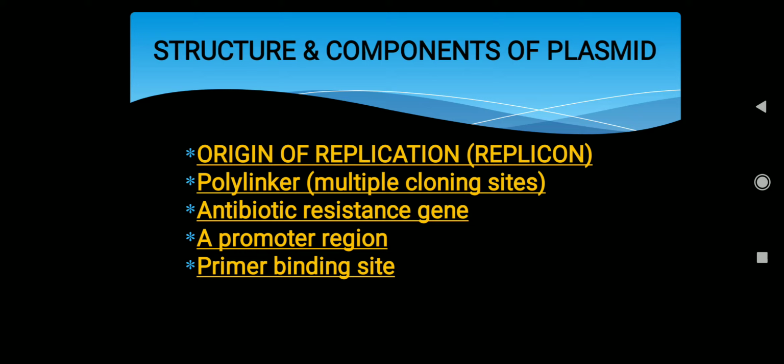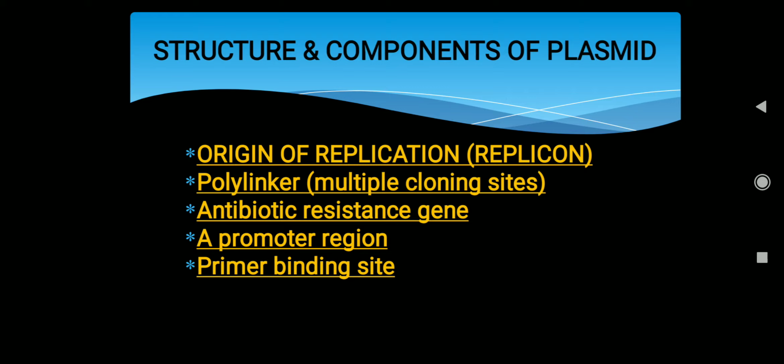So, moving on to the origin of replication. The origin of replication is also called the ORI site, or it is also called a replicon. This site is specific to the location in the strand where replication is going to occur. So, the ORI site is the region which initiates the replication of the plasmid.